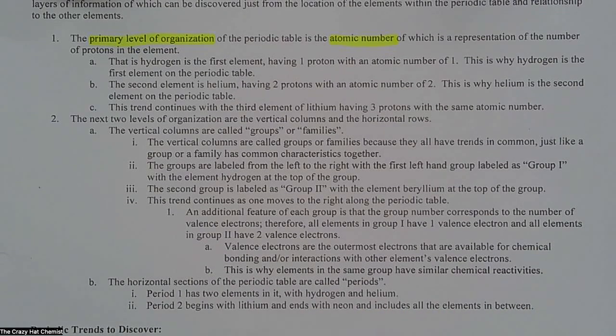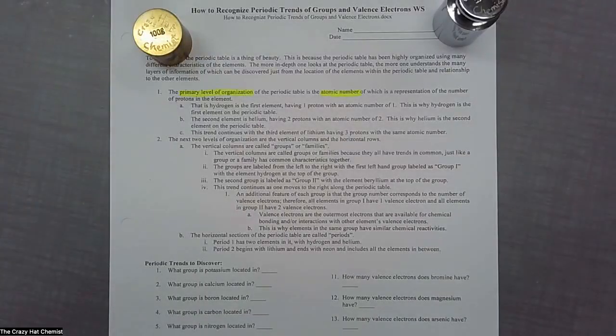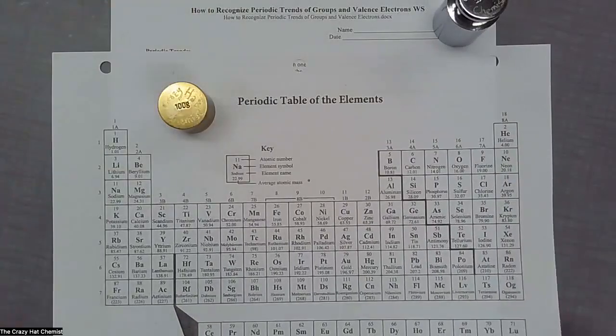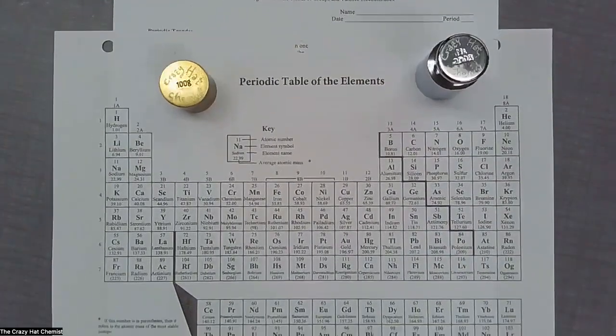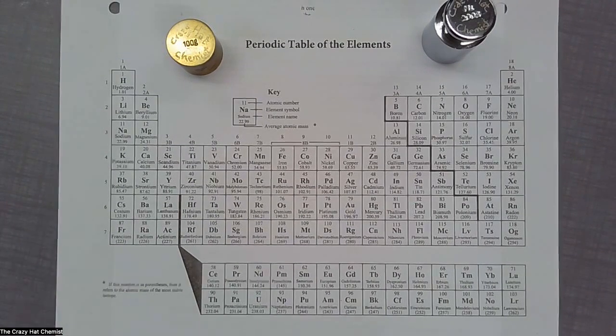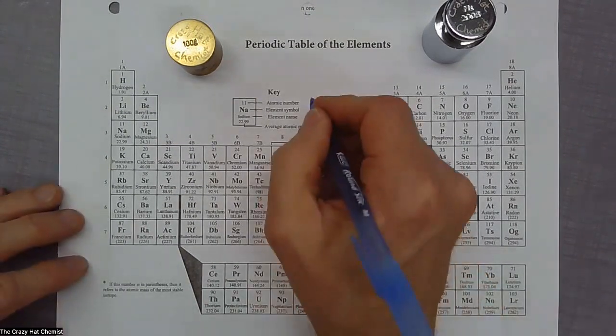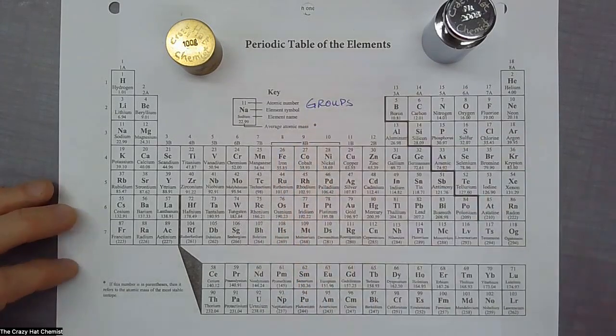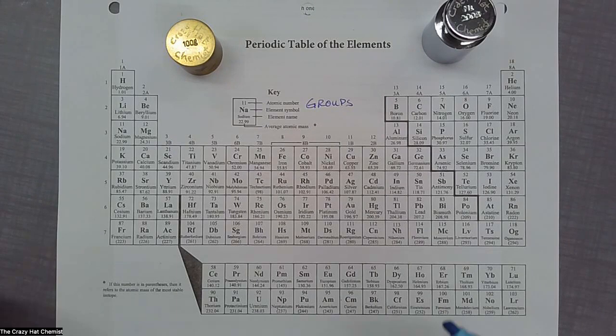All right, so I'm going to show you these 2 levels of organization on a periodic table. Let's pull out another periodic table and sketch this out here. All right, perfect. It's the perfect periodic table, or if all periodic tables are perfect. Okay, so groups. Let's label all the groups.